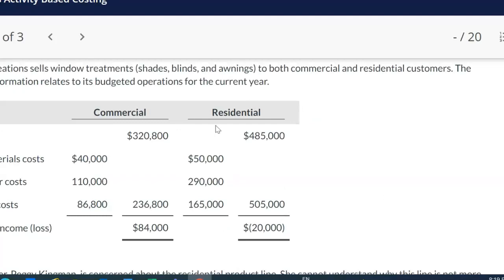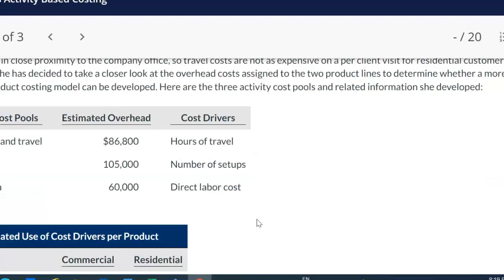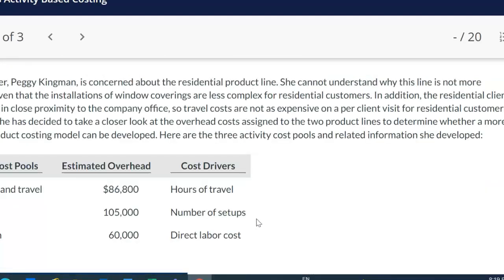Following information, commercial revenues. Direct materials we have for both, direct labor we have for both, and overhead costs. Now, how did they assign that overhead cost? We don't know. But they say that residential is losing 20,000. So let's go down and see how they allocated overhead costs. Wait, go up a bit.